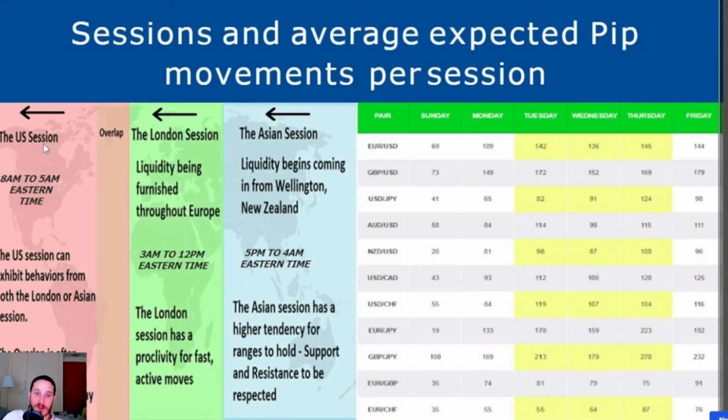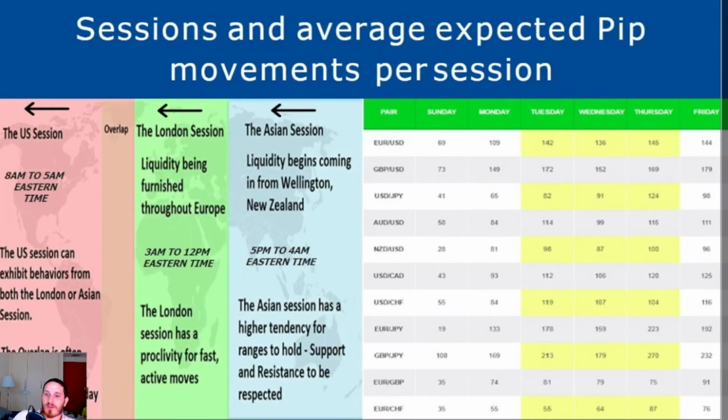You'll see that yourself. So basically, you'll need to know this information just so you can relate to which session you're in at the time you're trading. So you'd know which pairs are going to move the most, which pairs are the most volatile at this time, and how to make the most out of the market.